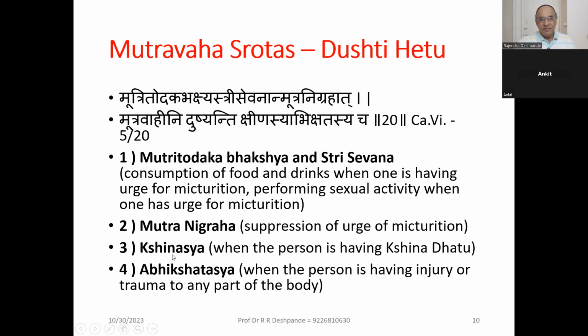Then Kshinasya, when the person is having Kshina Dhatu, a very weak person. Weight loss is there. Damage to the rasa, an anemic patient. Muscle wasting is there because of cancer, because of tuberculosis. Then he can get the problem of urinary infections because his immunity is less. When they say Kshina Dhatu, definitely immunity is less. And whenever immunity is less, you always get urinary tract infections. Remember my words. Then what is that?